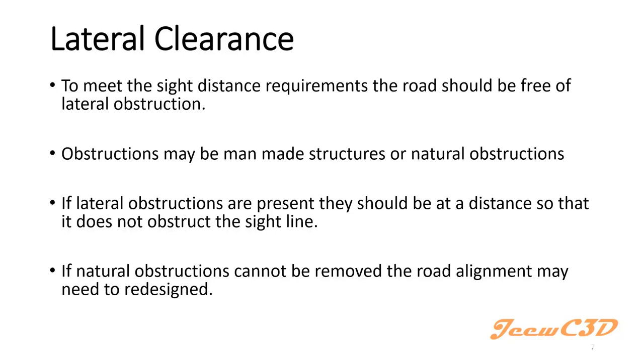So if they cannot be removed, or if there is a natural obstruction, sometimes we may not be able to move that obstruction. So in that case, we have to redesign or move our horizontal alignment so that it will not be an obstruction to sight. So we have to think about that when you are designing if the lateral clearances are not there. So in here, we will be looking at a situation where we obstruct the sight distance.